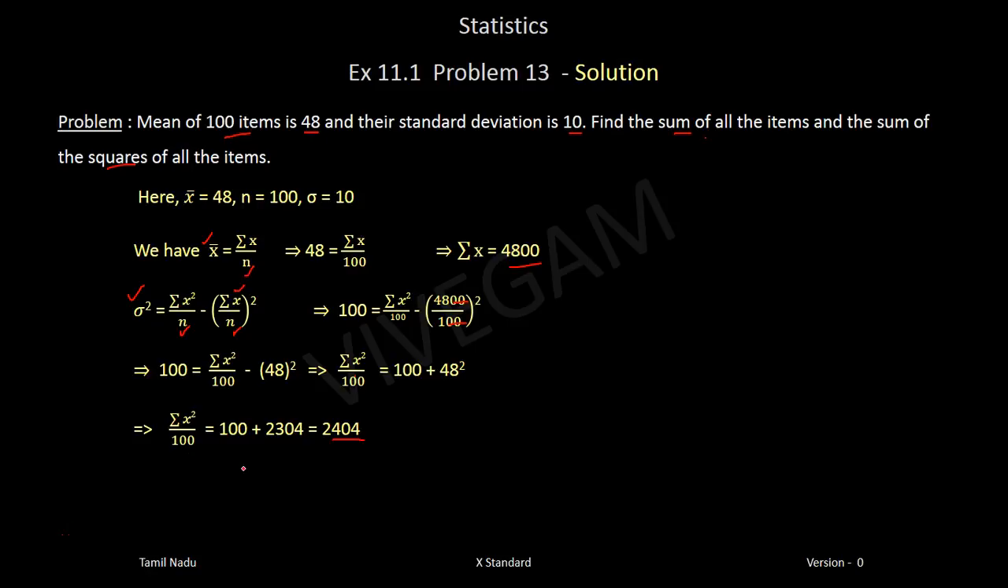Sigma x square will be 100 into 2404. It's not coming out well in the formulas here, x square should be a superscript. Okay, so it will be 2404 into 100, that is 2,40,400. So in this problem, sigma x is 4800 and sigma of x square, that is the sum of all the x square of all the items, is 2,40,400.